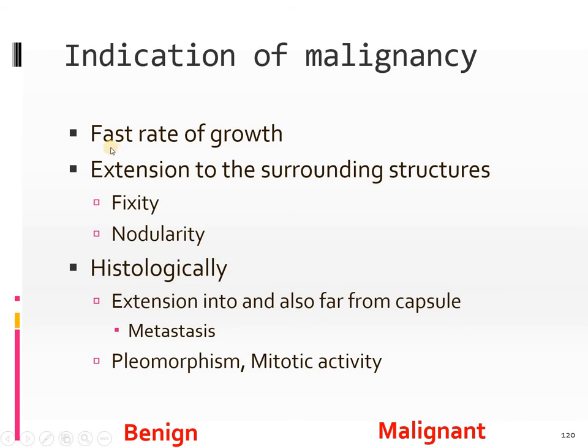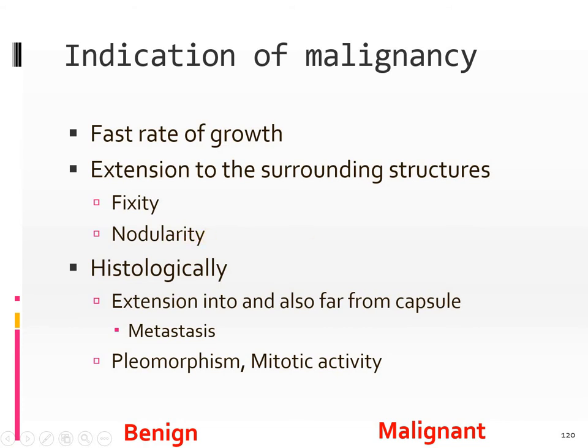First is the rate of growth. The malignant tumors are very fast. They double up in maybe 14 to 15 days. During this rate of growth, the cells are not contained by the surrounding capsule, which leads to invasion. The invaded salivary gland tissue gets fixed to the underlying muscle, nerves, and the fascia. And this growth is irregular in nature, giving rise to the nodular appearance.